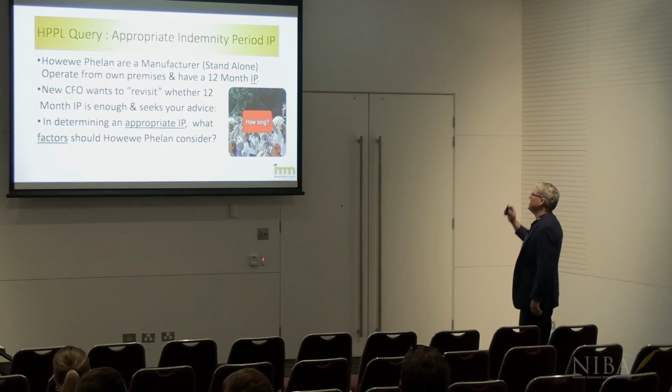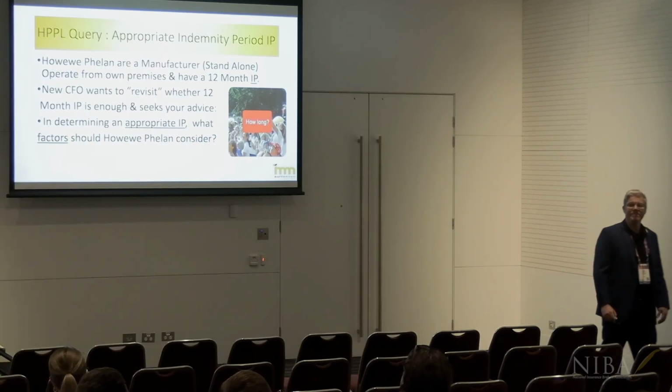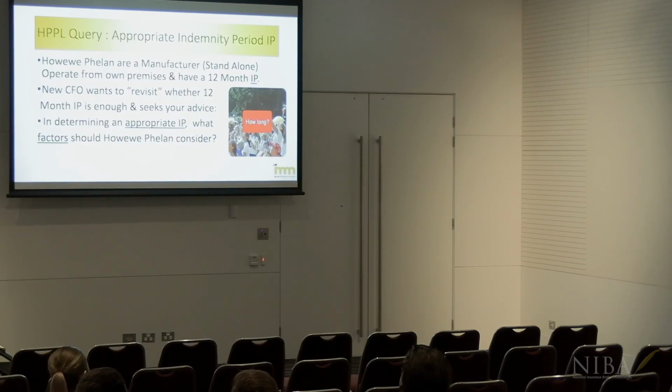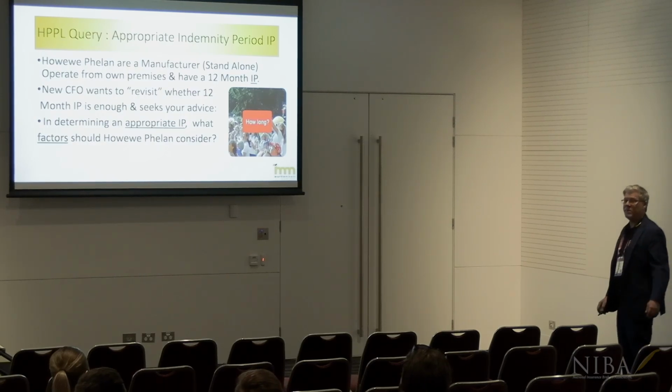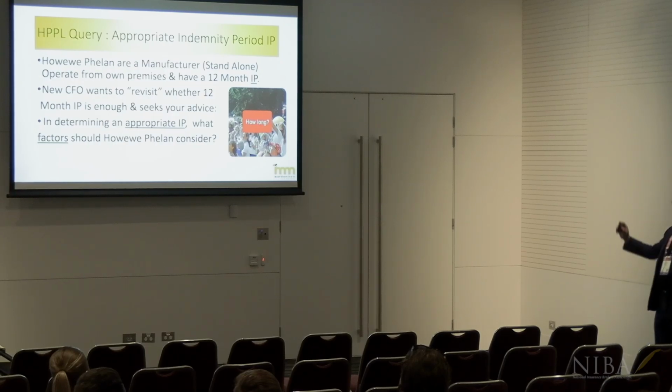So in terms of our client, they have a 12-month indemnity period. You've convinced them that they needed to get GP cover, and they've got a new CFO. He wants to revisit: is a 12-month indemnity period adequate? And again, circling back to those number of cases, this is the main one that catches clients and brokers out. How long is the appropriate indemnity period that they should have?